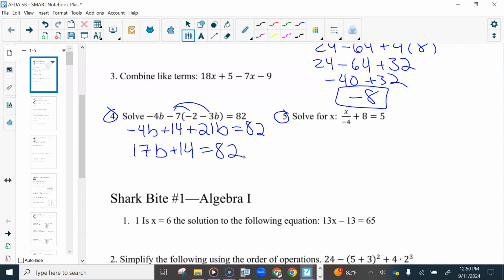Then solve this like a regular problem. Get rid of 14 by subtracting. And divide both sides by 17. You should have gotten 4. You did get 4. Okay. If you didn't, go back and fix it. Do you have any questions about that one?